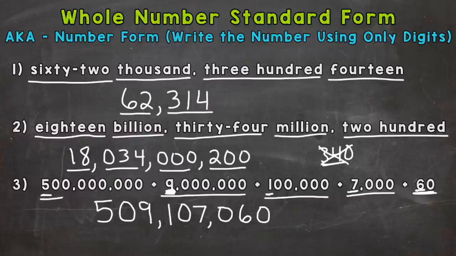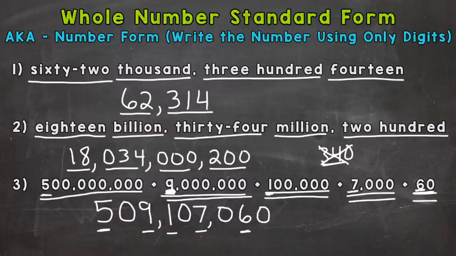We have 500 million. So this 5 has a value of 500 million. Then we have 9 million. So that 9 has a value of 9 million. 100,000 right here. Nothing in the 10,000s place. Then we have a 7 with a value of 7,000. Nothing in the hundreds place. Then we have a 6 with a value of 60. So that's represented right there. And then we don't have anything in the ones place, so we fill it with a 0 there. So 509,107,060.